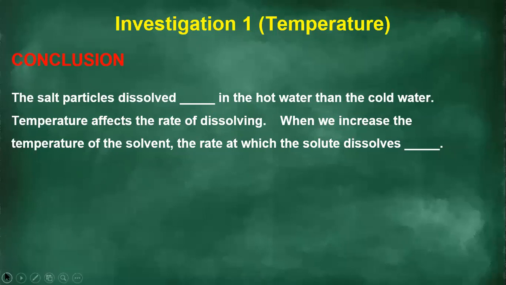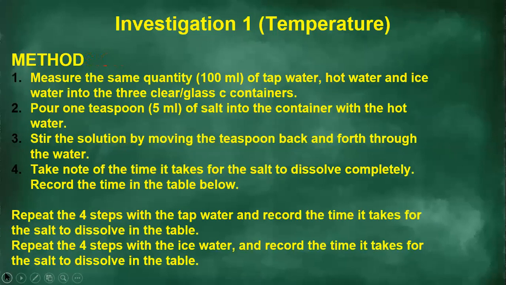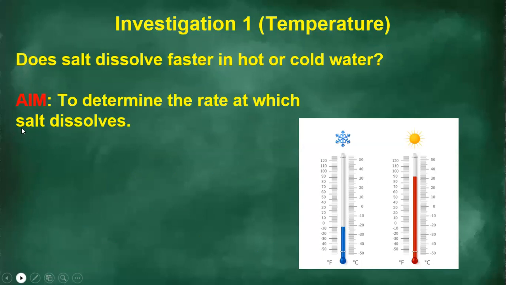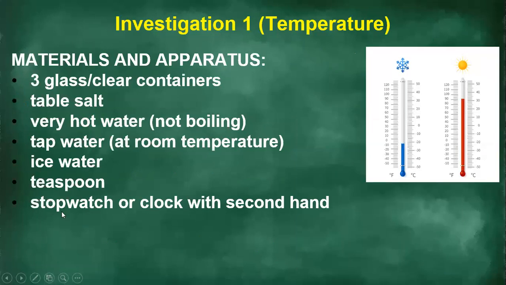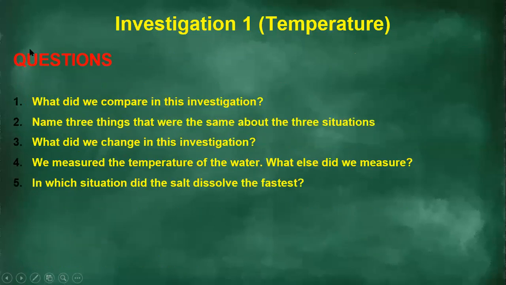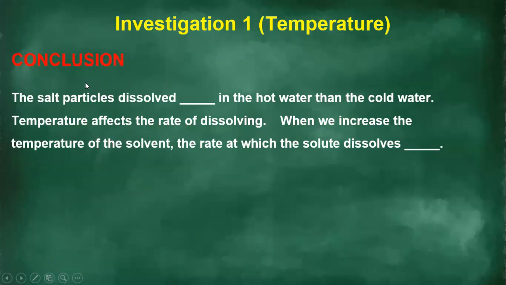Okay, so I just wanted to show you one thing before I move to the next investigation. When we did our investigation, we found that we needed an aim. So we got the aim, and we needed materials and apparatus. We got our materials and apparatus, we needed a method. So we followed the method, then we asked questions based on our observations and what we recorded. And after we asked questions and did our observations, we arrived at a conclusion. And that is how you conduct an experiment.